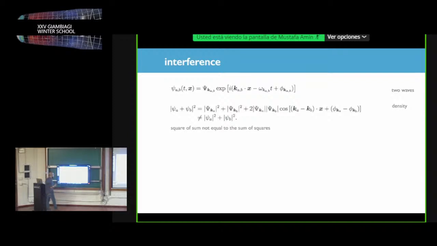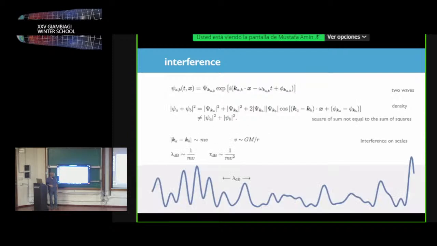Now, this interference term right here, the fact that it need not be 0, is telling you the square of the sum is not the sum of the squares. How do we translate this into some scale, some pattern that we see? This difference in momenta is roughly just the velocity dispersion that you would expect in the system. That velocity dispersion is mv, where, sorry, this should be v squared, not v. v squared is GM over r. That sets a scale on which you will see these interference patterns.